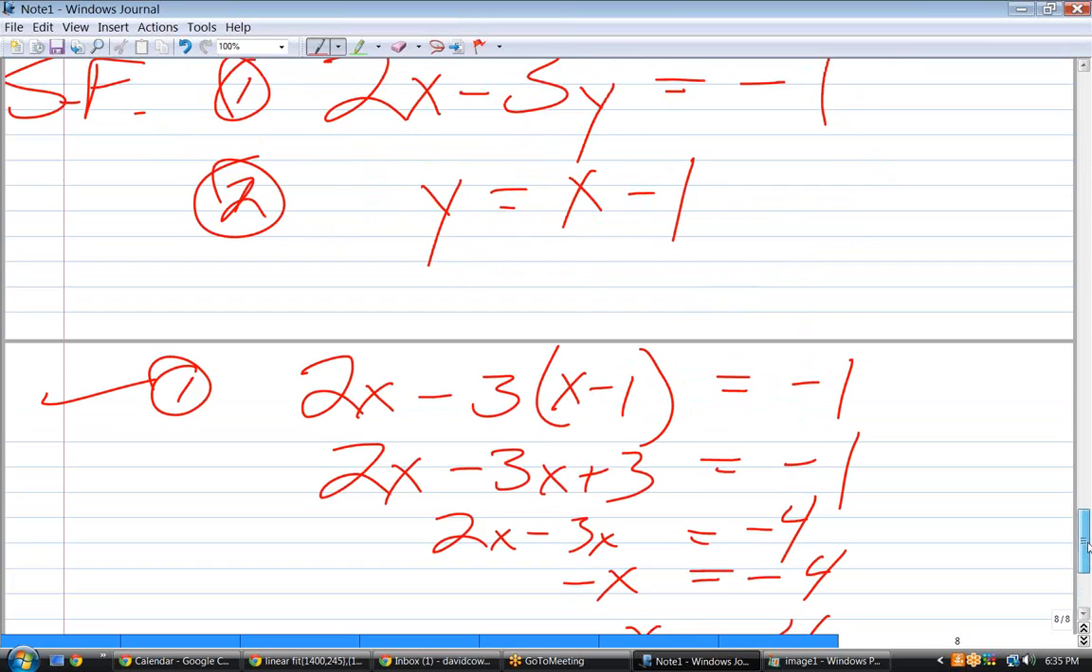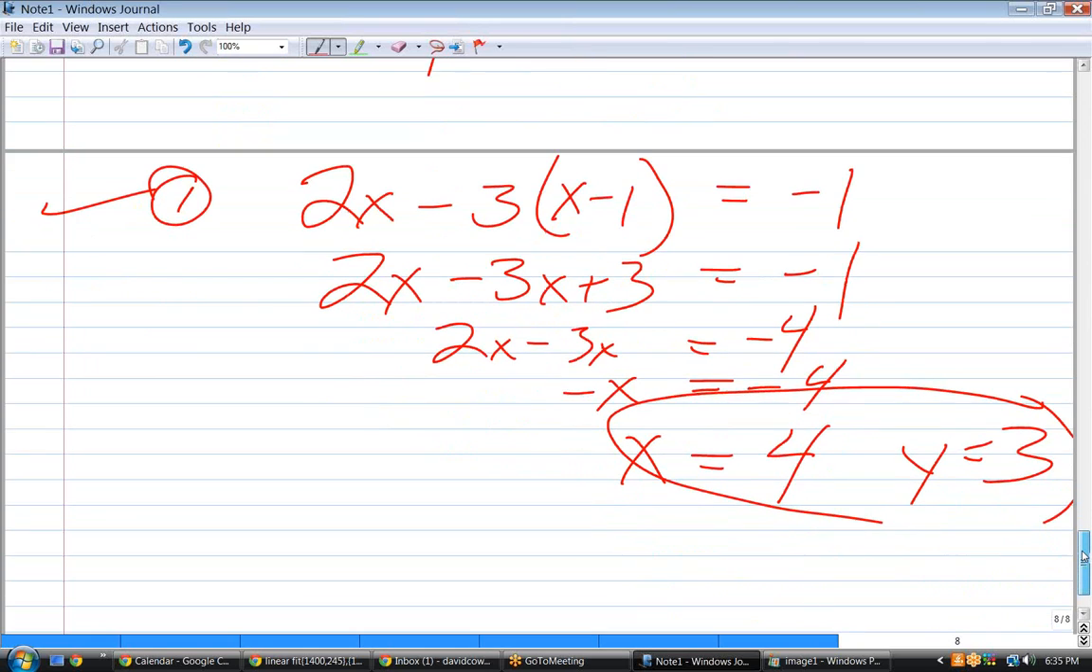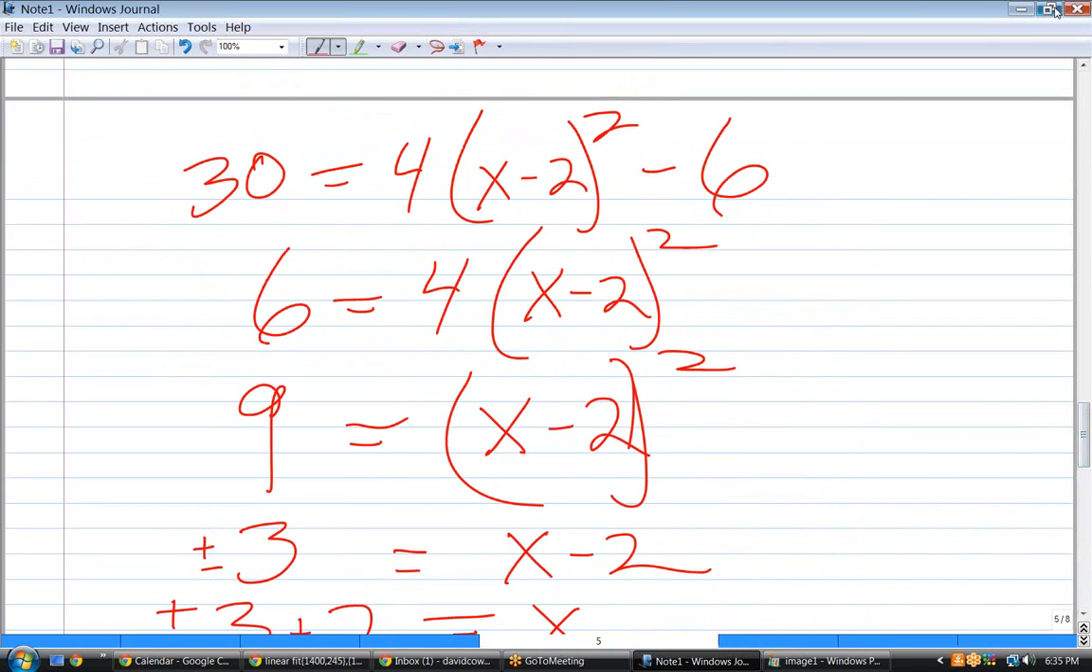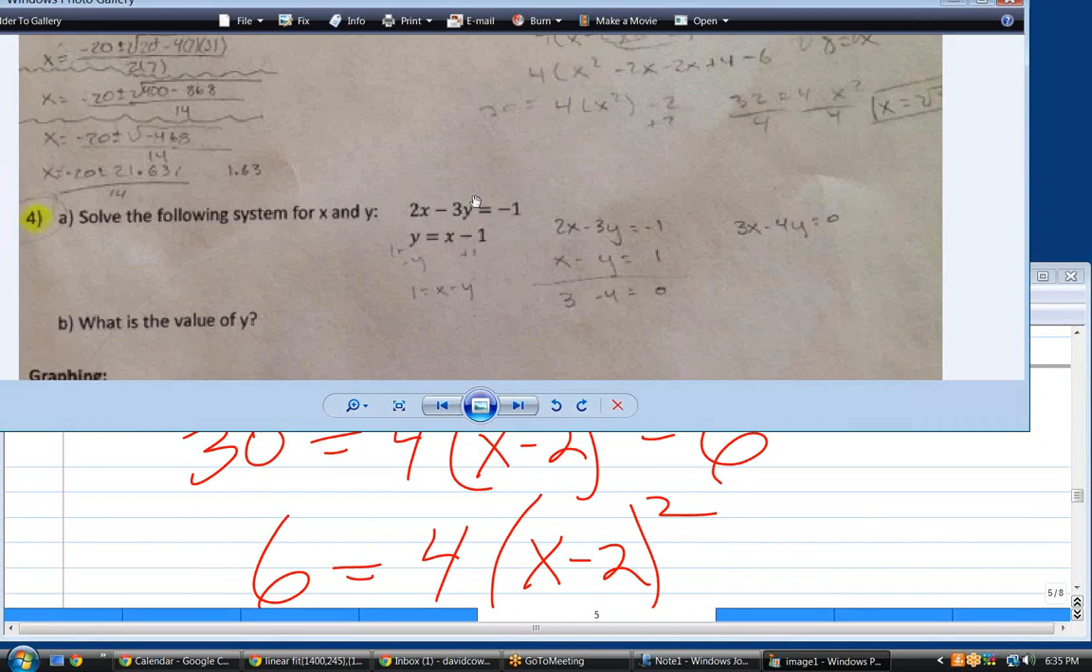If x equals 4, what's y equal to? 3. Good. You've been making some advancement in your math skills. That's good to see. Thank you.